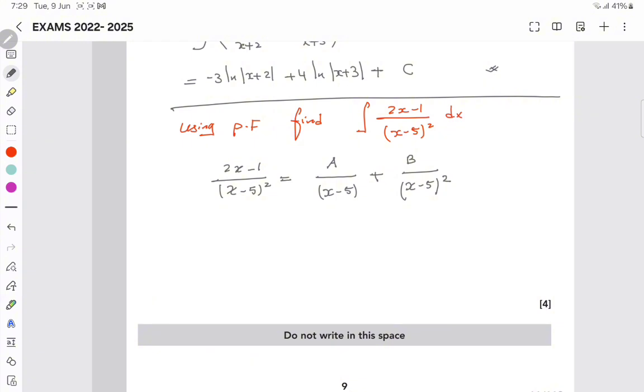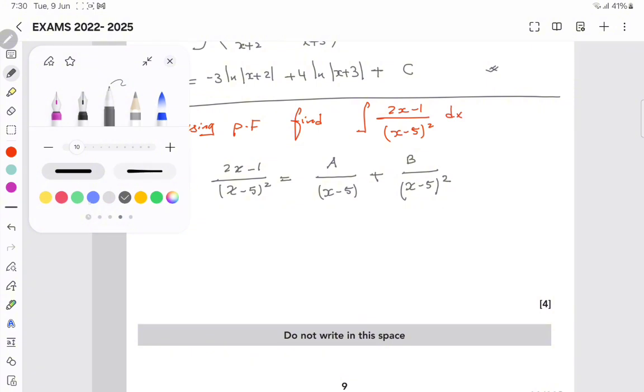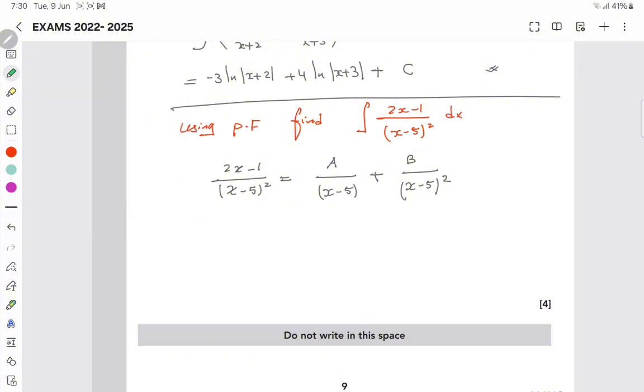Again, if you have a repeated linear factor in the denominator, we just express it like that. The first factor, x minus 5 to the power 1. The second, x minus 5 to the power 2. So if you have power 3, it will be the third, plus c over x minus 5 to the power 3. And in the same way, to remove the denominator, we multiply everything by the original denominator, which is x minus 5 all squared.